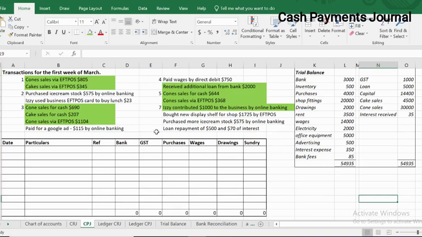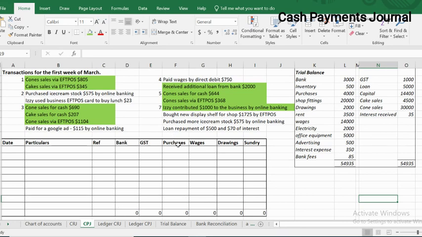So, having completed the cash receipts journal, we're now going to go into the cash payments journal. As you can see, I've got the highlighted cash receipts still. So the unhighlighted ones are the ones that are going to go in the cash payments journal. Cash payments journal is really similar to the cash receipts journal, only difference it doesn't have a receipts column. Everything just goes straight to the bank. So in some ways, it's actually easier.